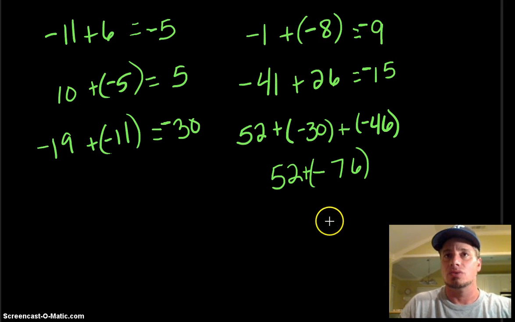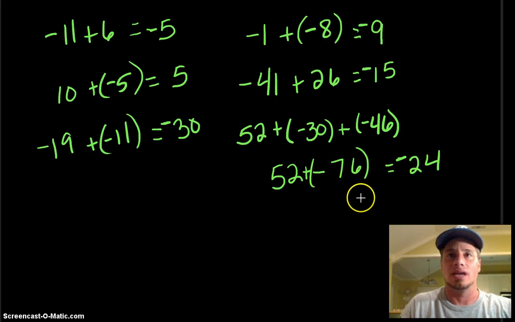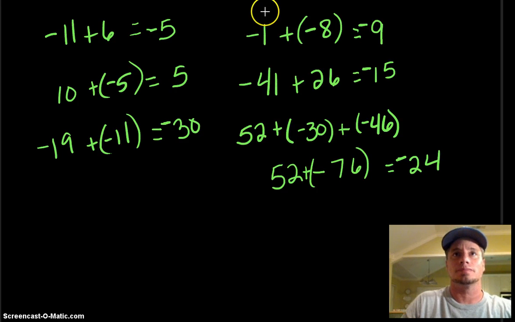Okay, so 76 is negative, 52 is positive. Different signs. Find the difference. So we're going to subtract, and if we subtract, we're going to get 24, and it's going to be negative. Okay. 76 is larger than 52, so what's the sign of 76? Negative. So the answer is negative. Okay, let's look at the next page.